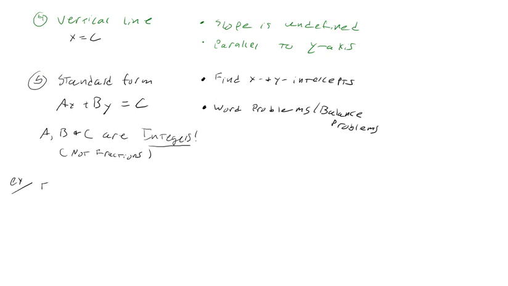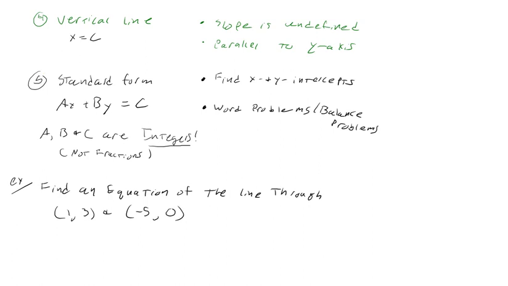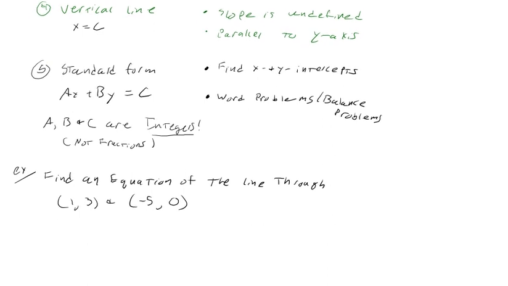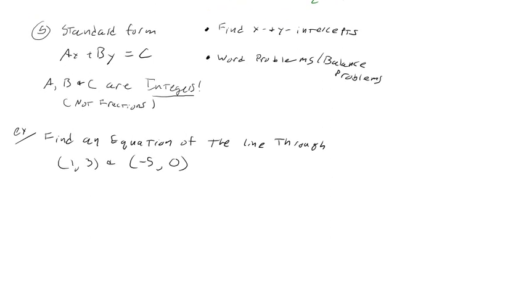Find an equation of the line through the points 1, 3 and -5, 0. Find an equation of a line. Find the equation of the line that goes through those 2 points, 1, 3 and -5, 0.